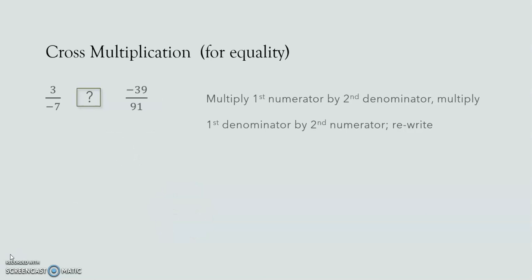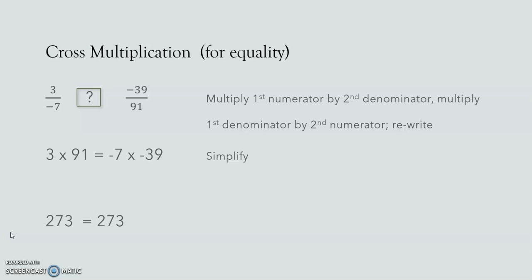All right, and the next thing we need to talk about is cross multiplication. And the first way we do this is for equality. When you're cross multiplying, you multiply your first numerator by your second denominator, and then you multiply your first denominator by your second numerator. And we can rewrite this as 3 times 91 equals -7 times -39.